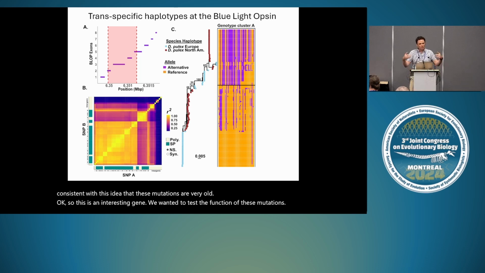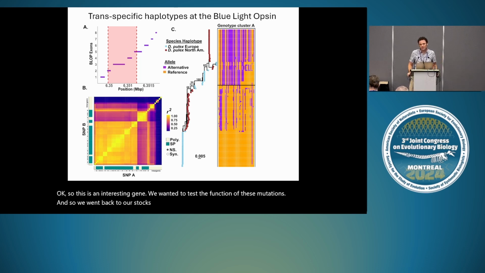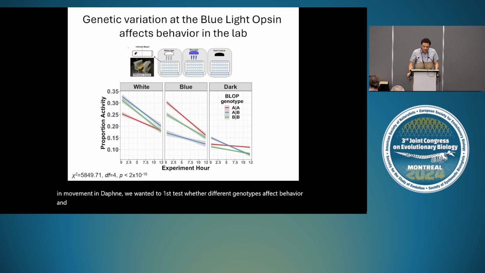And so we went back to our stocks. We identified European Daphnia pulex that harbor different alleles, or different genotypes, at this locus. And because of the role of vision in movement in Daphnia, we wanted to first test whether different genotypes affect behavior and movement. To do this, we set up an assay where we use Trikinetics monitors. These are typically used for Drosophila work, but we use them for Daphnia.